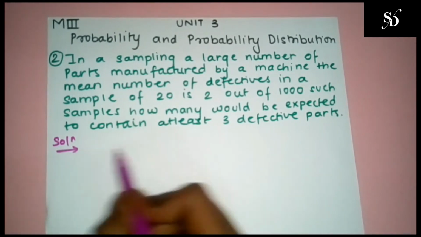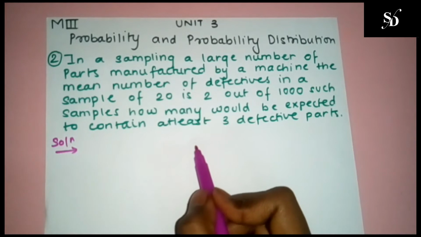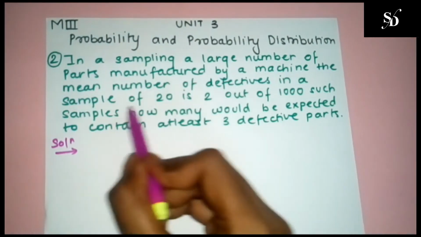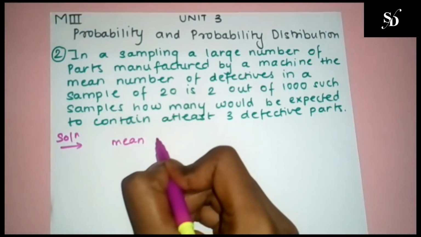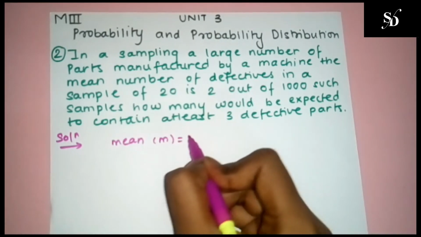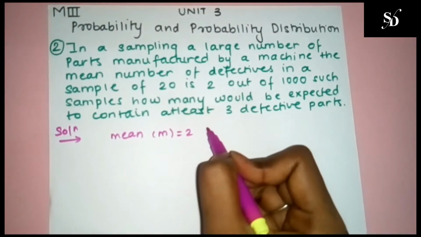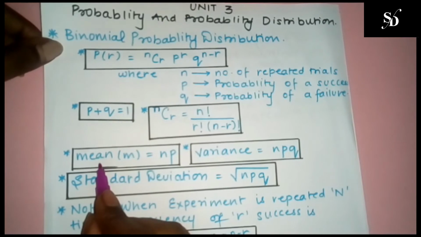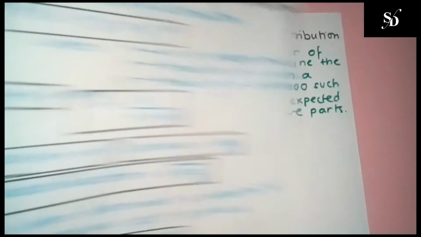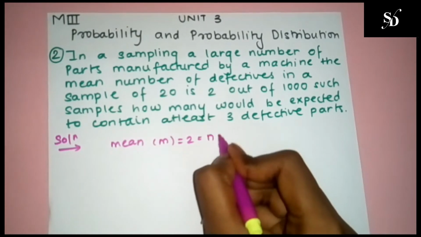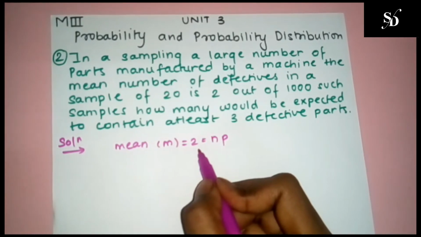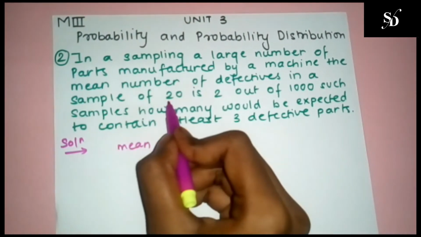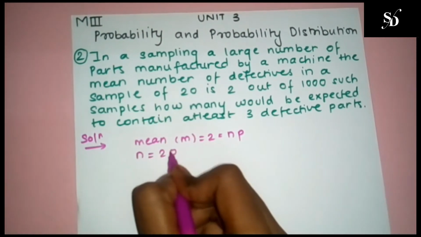Now, we'll write what is given in the question. They have given that the mean number of defectives in the sample of 20 is 2. So mean, that is m, is equal to 2. If you remember, in the first video of unit 3, I told the formula for mean. The formula for mean is m is equal to np. Now n is 20 because the sample is of 20. So therefore n will be 20 over here.